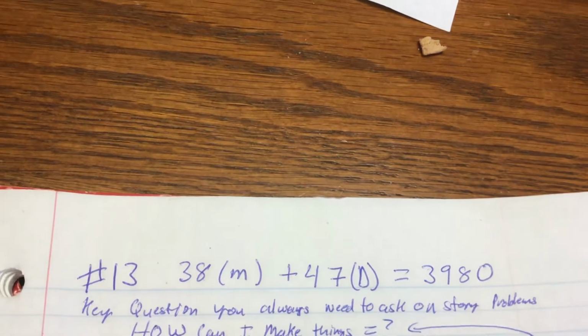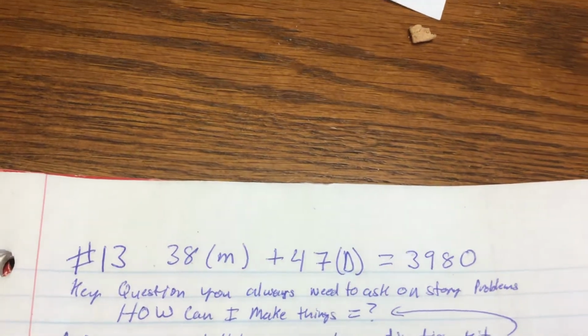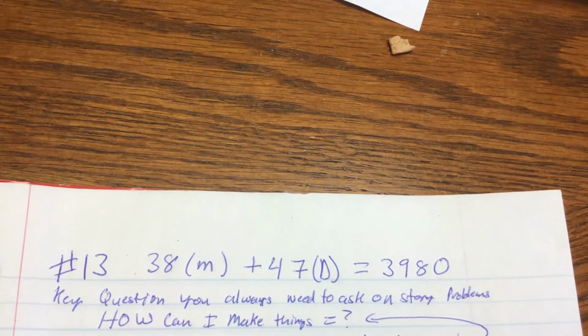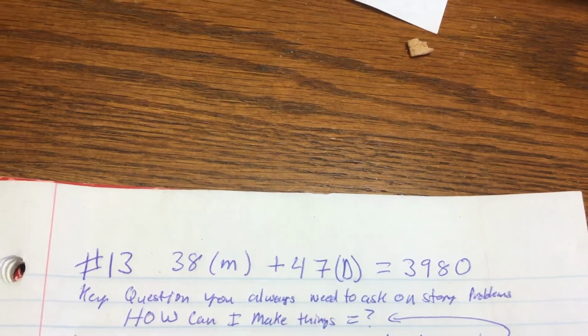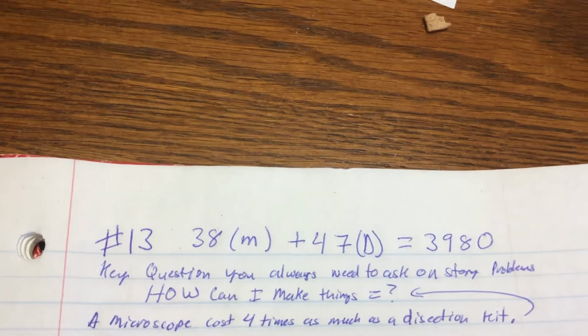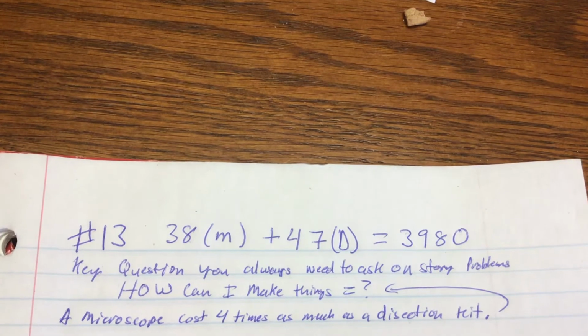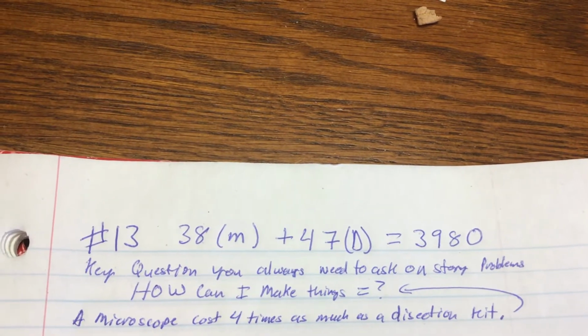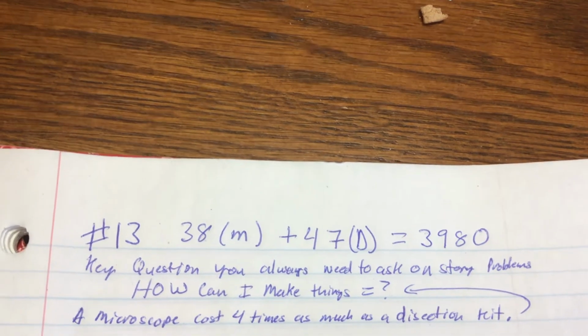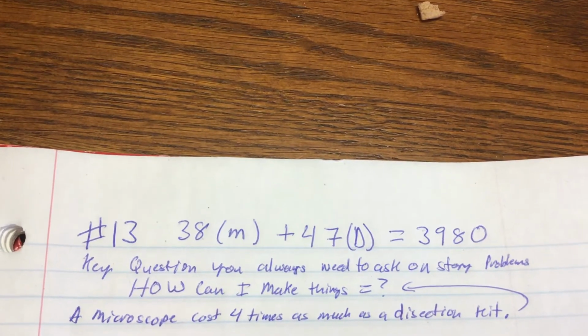As we move on, the key question that you always want to ask yourself on a story problem is, how can I make things equal? In the second part of this story problem, it says a microscope costs 4 times as much as the dissection kit. Now this is where we need to think. If a microscope costs 4 times as much as a dissection kit, what should I times by 4?